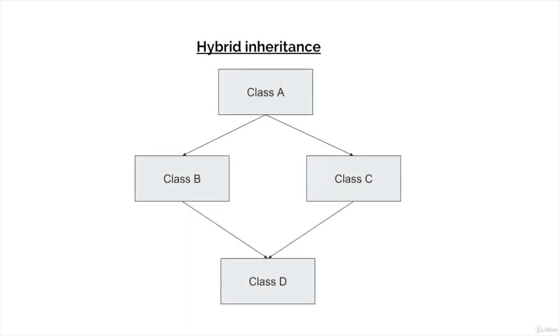Next type is hybrid inheritance. Both classes B and C extend A, and class D extends B and C. So it's a combination of multiple and hierarchical inheritance, and this is known as hybrid inheritance. In this lecture, we understood what single inheritance, multiple inheritance, multi-level inheritance, hierarchical inheritance, and hybrid inheritance are. So there are 5 types of inheritance in object-oriented programming with Java.